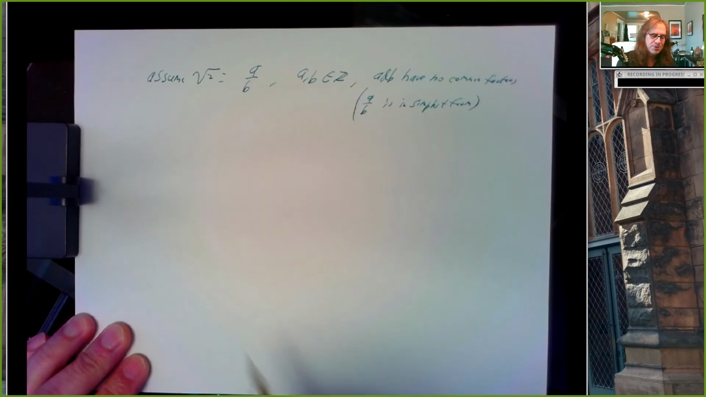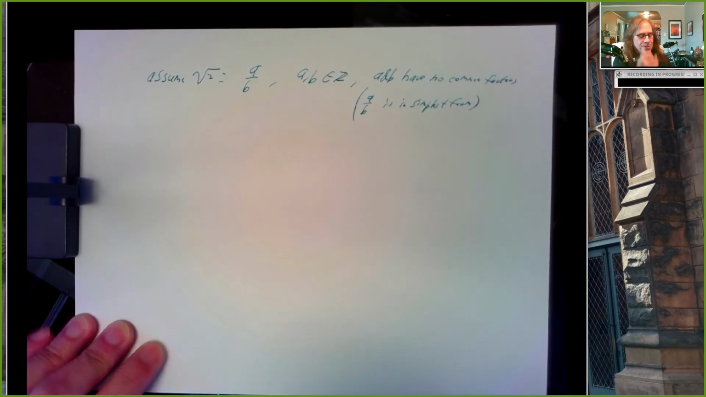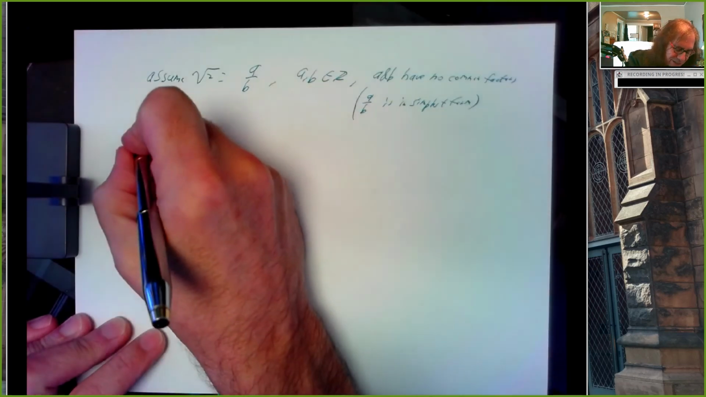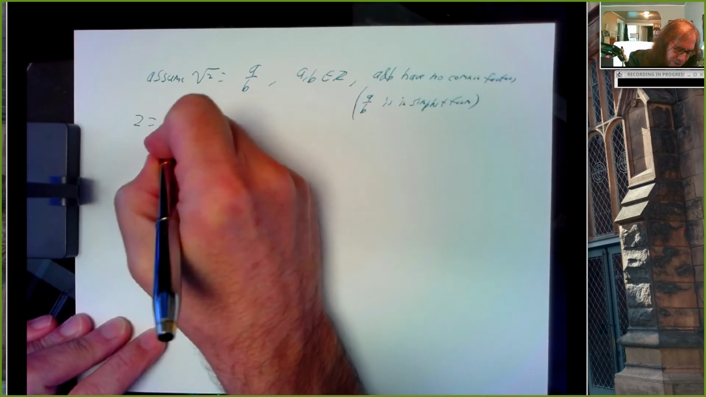So let's suppose square root of 2 is equal to a over b. All right, I'm going to square both sides and say 2 is equal to a squared over b squared.